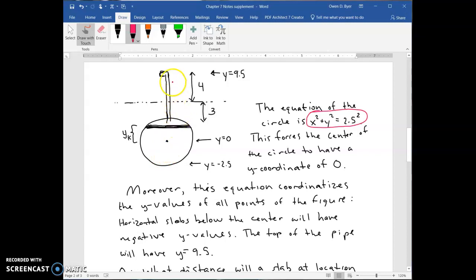Okay, the very top figure, the reason that's 9.5 at the very top is because the top of the circle is 2.5 feet. Then we go another 3 and another 4 makes 7.